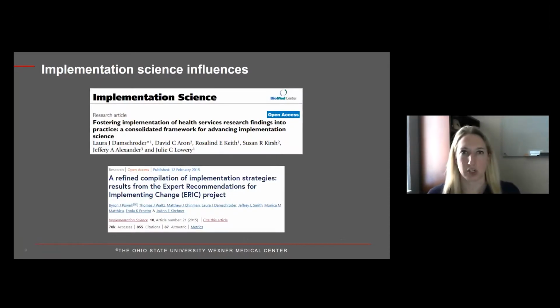The first screenshot on the top portion of this slide is the original publication of the CFIR, the Consolidated Framework for Implementation Research. Again, the language used to describe those three barriers was drawn from the CFIR framework. The second screenshot on the lower portion of this slide is the publication known as the Expert Recommendations for Implementing Change Taxonomy project.